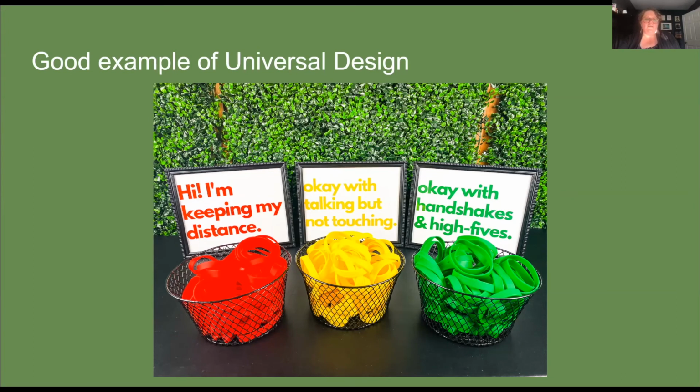So there are 3 baskets on a table. The leftmost basket includes bracelets that are red, and there's a sign that says, "Hi, I'm keeping my distance." The next basket is full of yellow bracelets and says, "Okay with talking, but not touching." And then the next basket is full of green bracelets and says, "Okay with handshakes and high fives." So this could be used for COVID, but also for folks who are autistic or who otherwise just do not feel like engaging socially. This can be a great way to create universal design in your event.